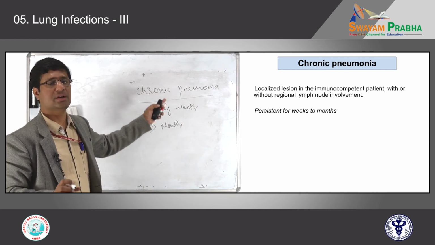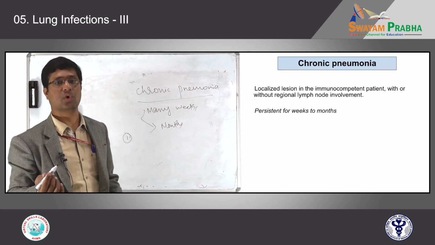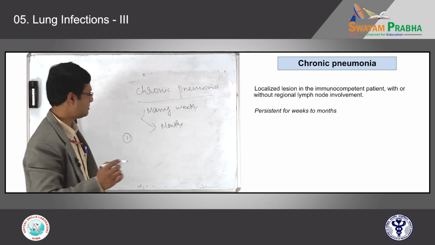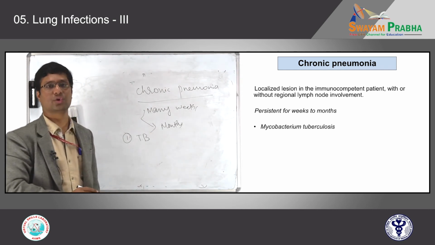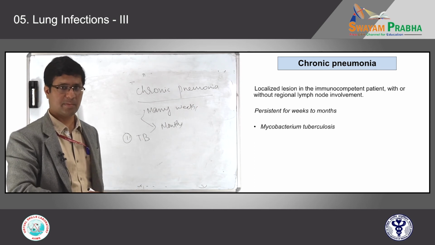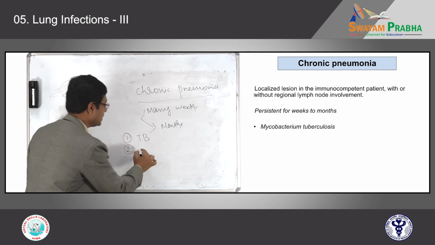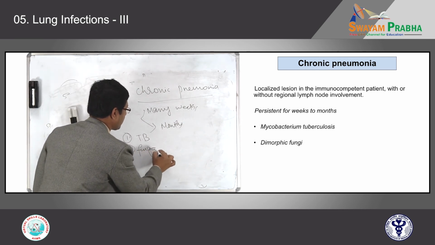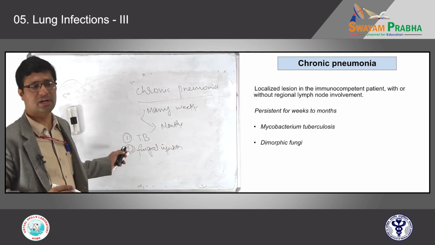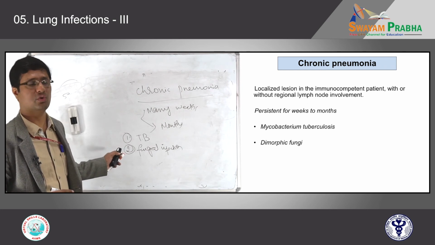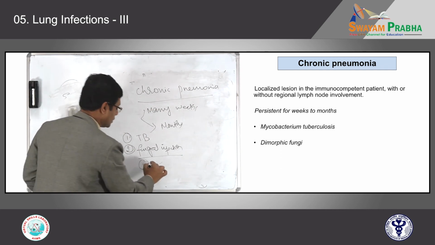Why is it important? Because certain organisms are more prone to cause chronic pneumonia. What are those organisms? In the Indian setup, first and foremost is tuberculosis. It causes chronic pneumonias. We'll be dealing with tuberculosis in later chapters. Next, we have various fungal infections. Tuberculosis and fungal infections are the most common causes of chronic pneumonias. So what are those fungal infections?